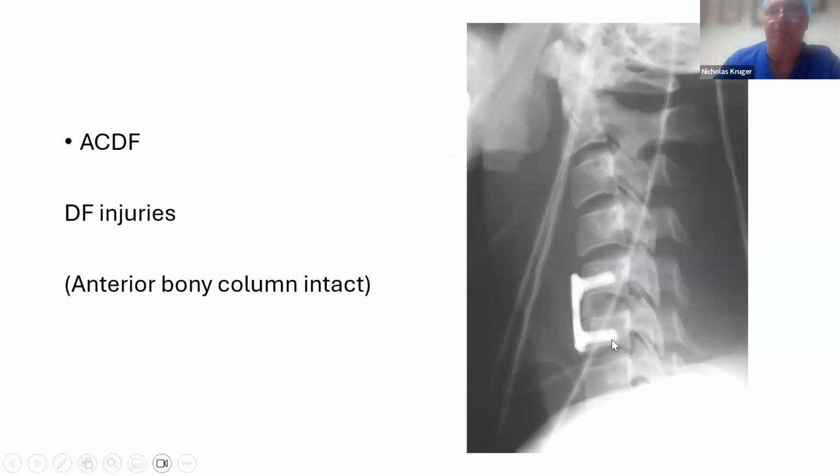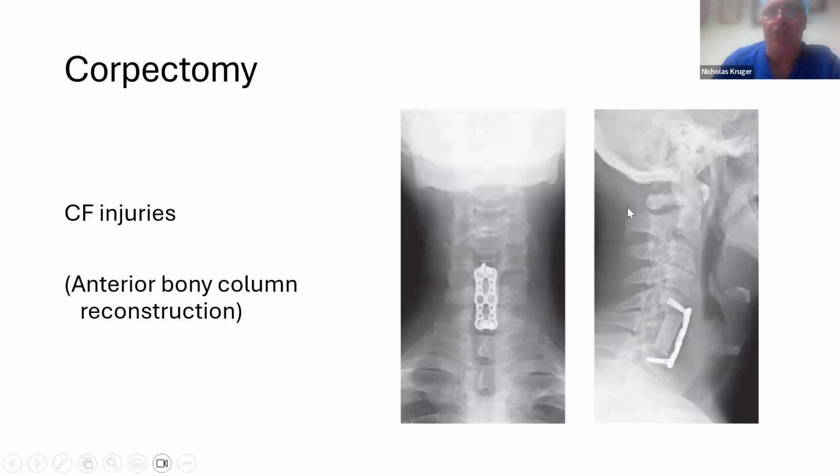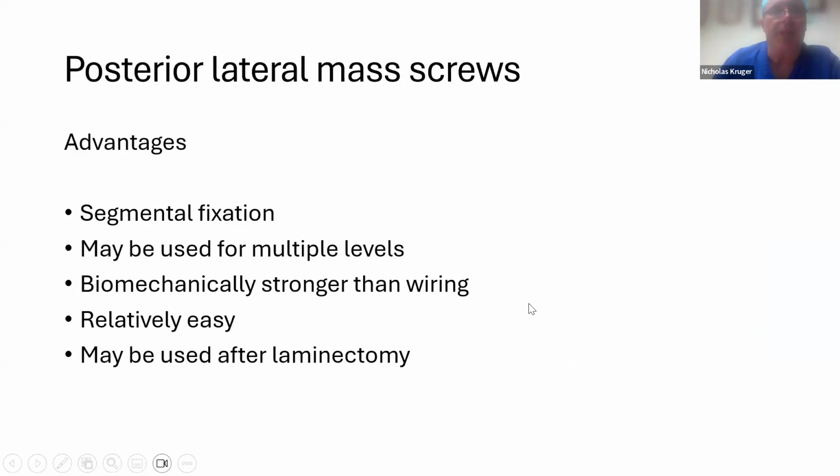That's a simple plate with an autograft to take the disc out. And that's a standard sort of ACDF. You can do a corpectomy through that approach. You can take the whole body out and put a piece of tricortical bone or a strut there, like a fibula, and just plate around it.